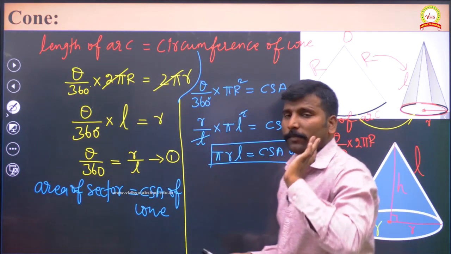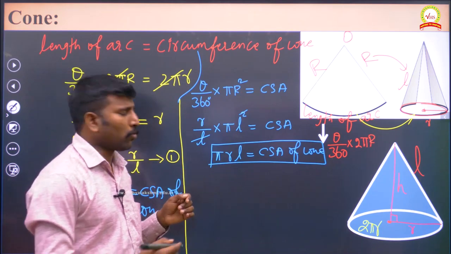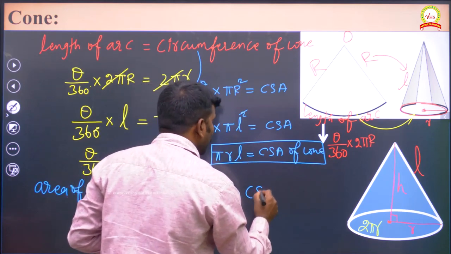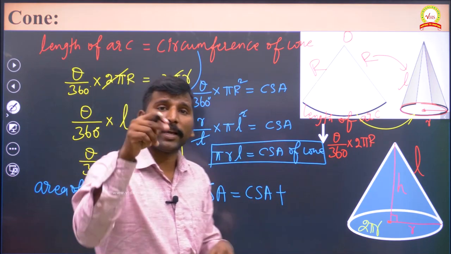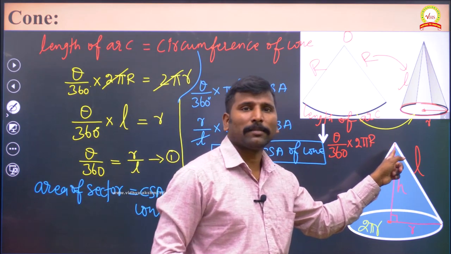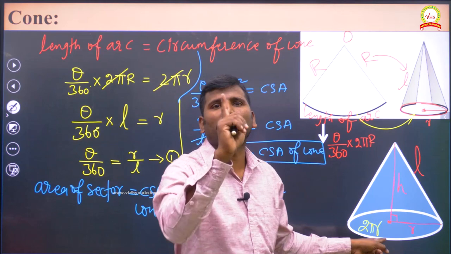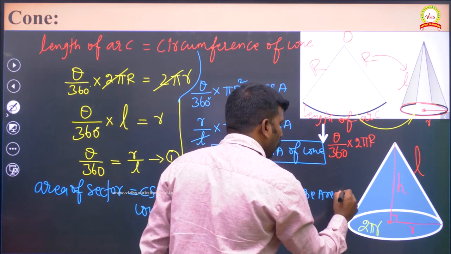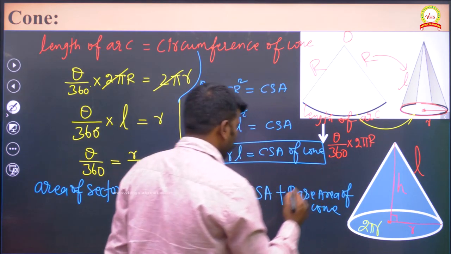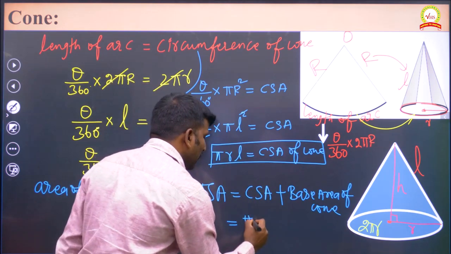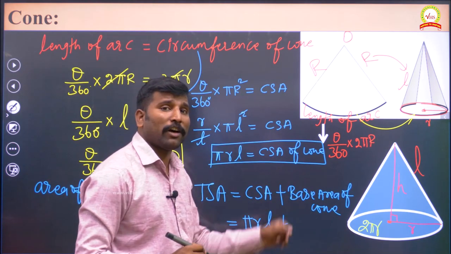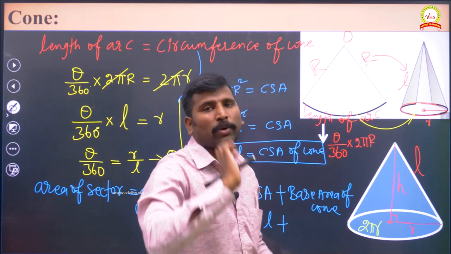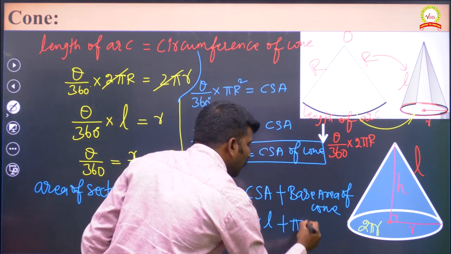If you want the total surface area of a cone, it is equal to, as I told you already, CSA plus top area and bottom area. Here there is no area on the top, but at the bottom we have one base area. So base area of a cone. Now we have CSA pi r L plus base area of cone. Base area does not mean 2 pi r, that is length. Area means pi r square.